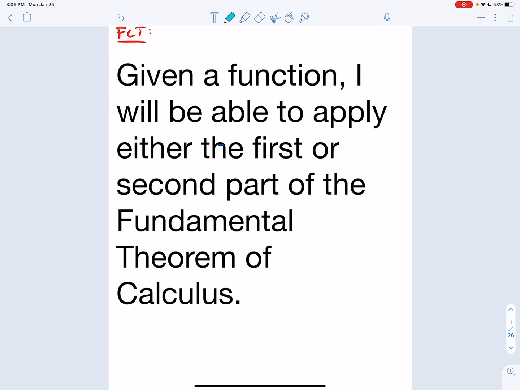So given a function, you're going to be able to apply either the first or second part of the fundamental theorem of calculus. And from here on forward, we'll call it FTC, okay? And there's actually two parts to it, part 1 and part 2. Now, depending on what book you're using, parts 1 and 2 are switched around. So what I want you guys to understand is don't take it too literally that FTC 1 and FTC 2 are used interchangeably, but just understand both parts of the fundamental theorem of calculus, okay?